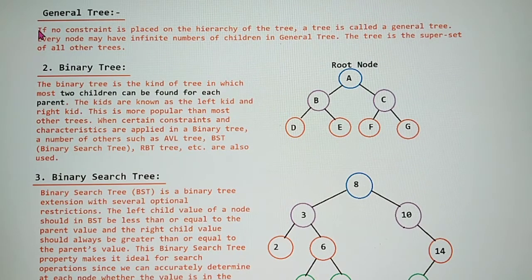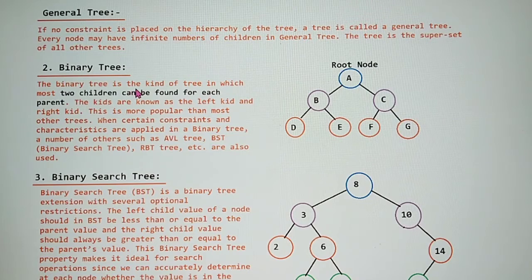Because a tree is hierarchical, it maintains the manner of a hierarchical structure. Next there is the binary tree, and it is the most important tree. Binary tree and binary search tree are the most important trees. So what is the binary tree?